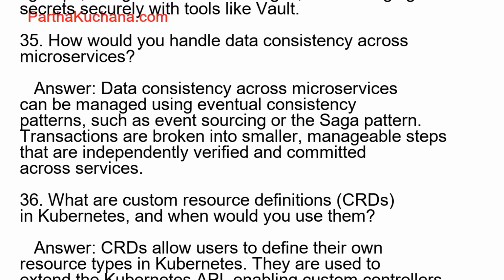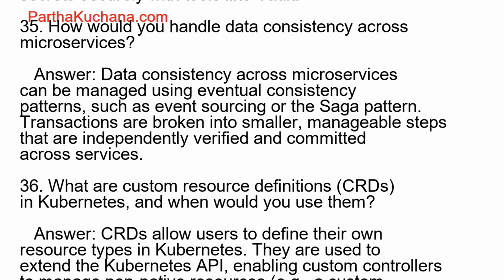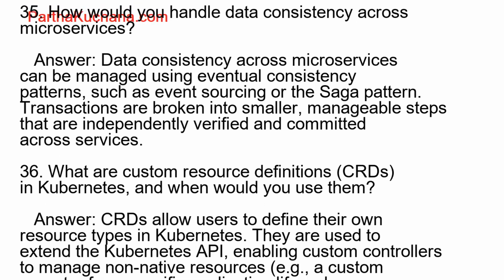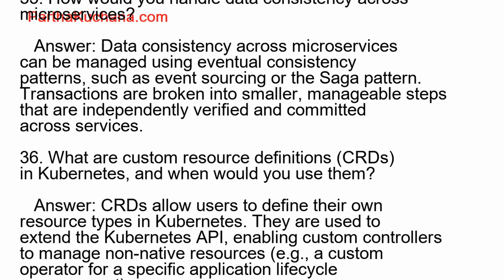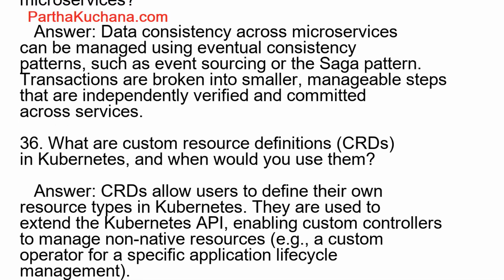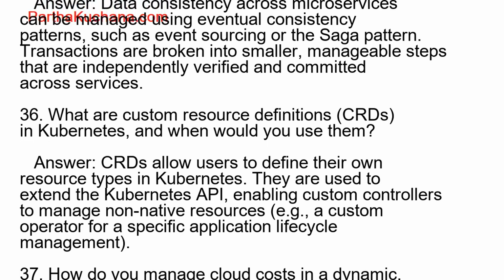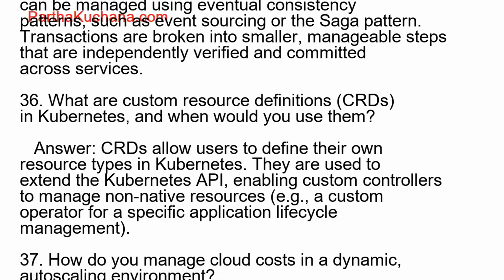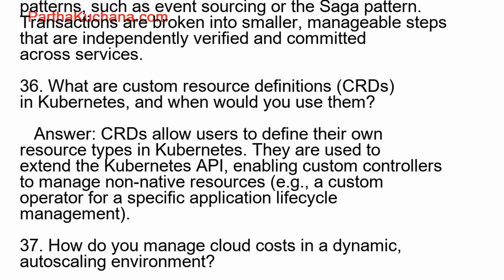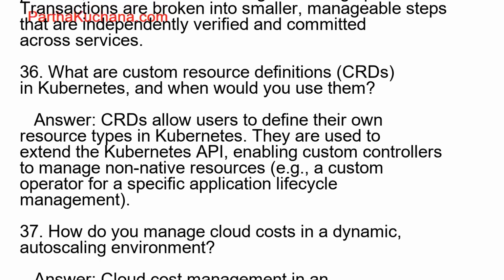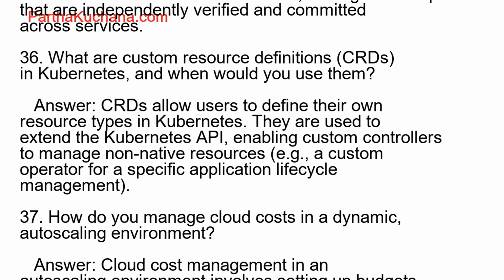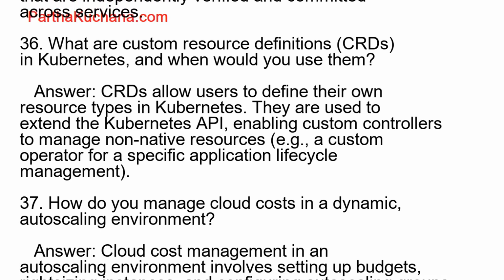37. How do you manage cloud costs in a dynamic, auto-scaling environment? Answer. Cloud cost management in an auto-scaling environment involves setting up budgets, right-sizing instances, and configuring auto-scaling groups to efficiently manage resources. Tools like AWS Cost Explorer or Google Cloud Billing can help monitor and optimize costs based on real usage.